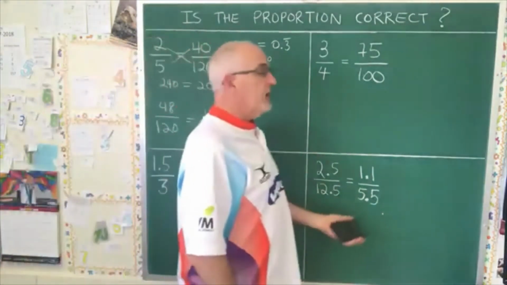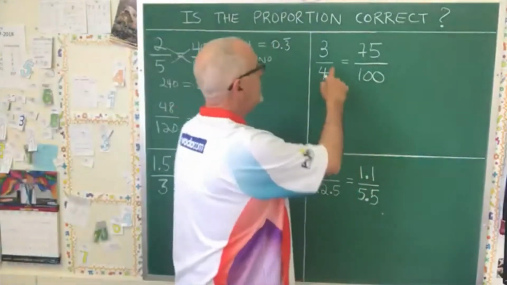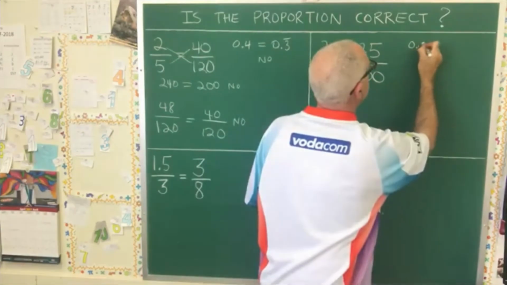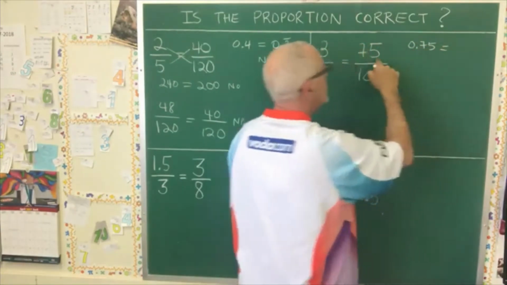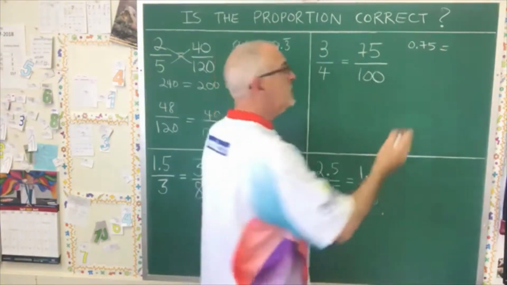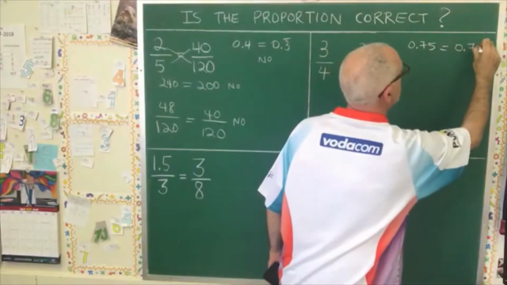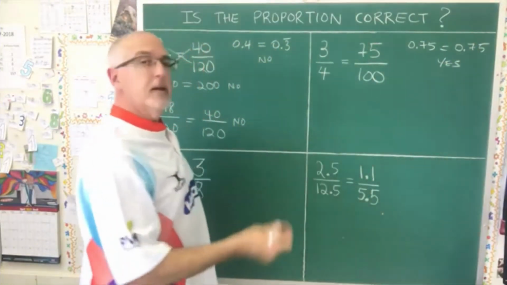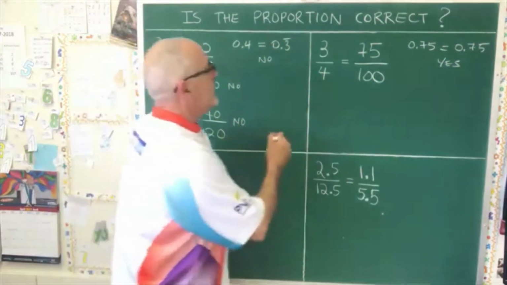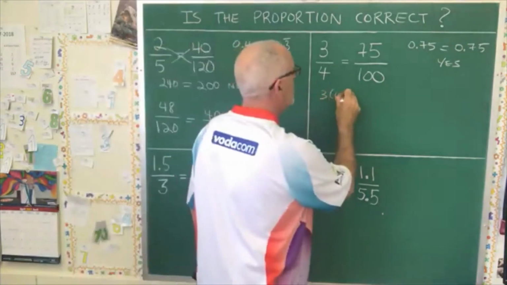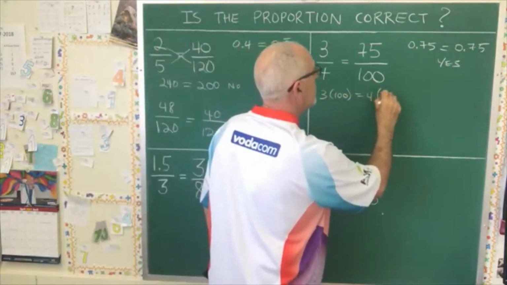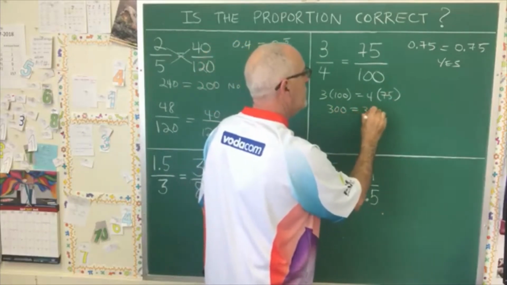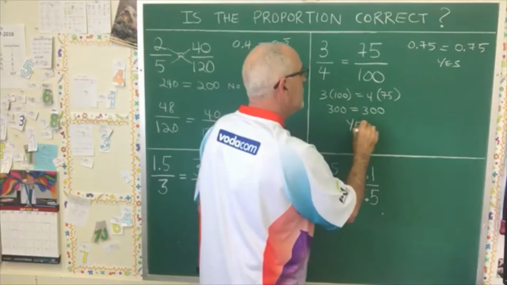Let's try it again with a few more examples. Here, let's do division. 3 divided by 4 in the calculator is going to give me 0.75. 75 divided by 100 is also going to give me 0.75. So the answer is yes for this one. But let's use the other two methods. Cross multiplication, 3 times 100 is equal to 4 times 75. When I do my multiplications, I get 300 equals 300. So yes, the proportion is correct.